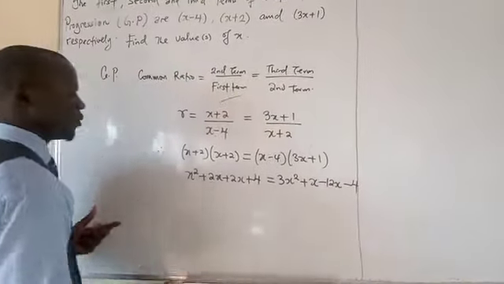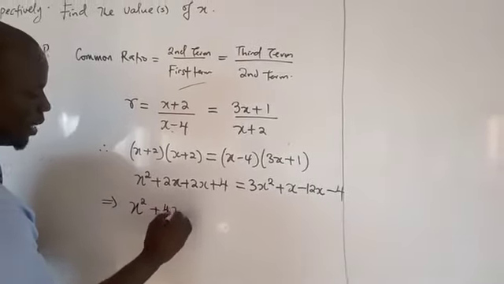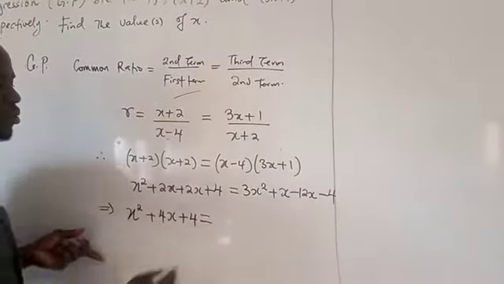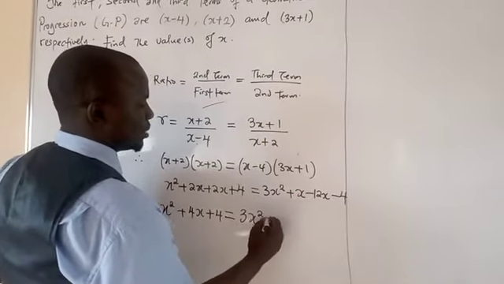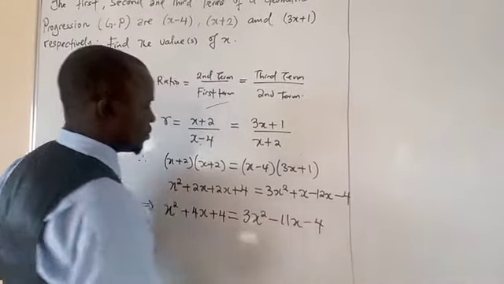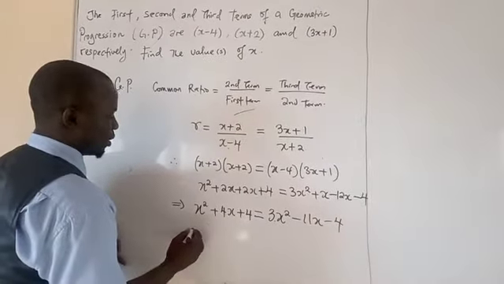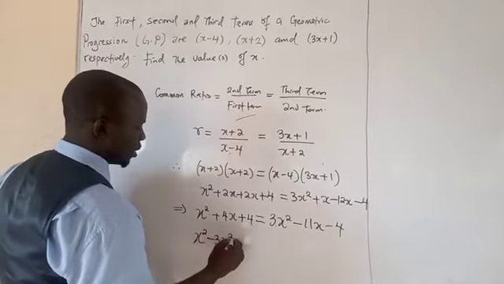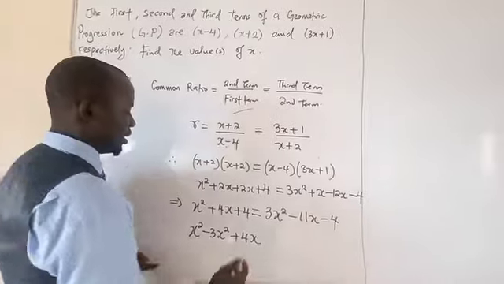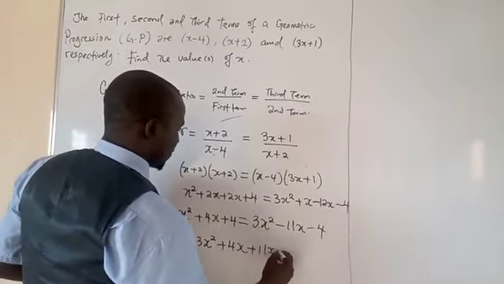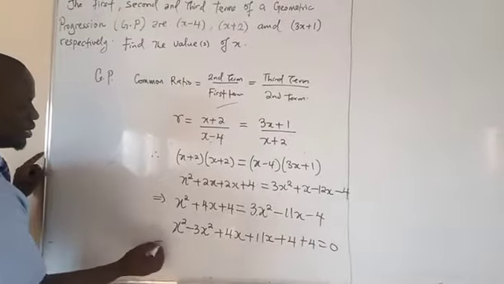Now, if we put everything together, this is what we are expected to get. x squared plus 4x plus 4 is now equal to what is on the right hand side, which is 3x squared plus x minus 12x, the same thing as minus 11x minus 4. Now, what we need to do is to collect like terms. This and this are like terms. So this becomes x squared minus 3x squared plus 4x. If this one crosses the bridge, as we used to call it, it becomes plus 11x and plus 4 equal to 0.